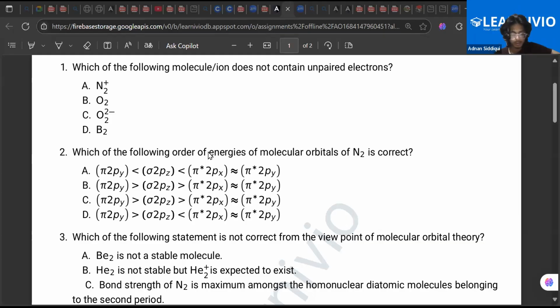Now, B and C are showing that the pi star, the anti-bonding ones, have lower energy. Is there any case where you have seen the anti-bonding one at lower energy? No. So B and C are not correct. They're the highest. So what we can do over here is D.